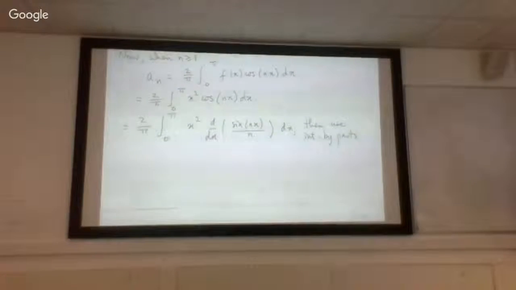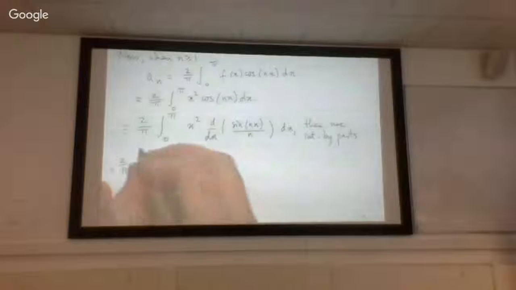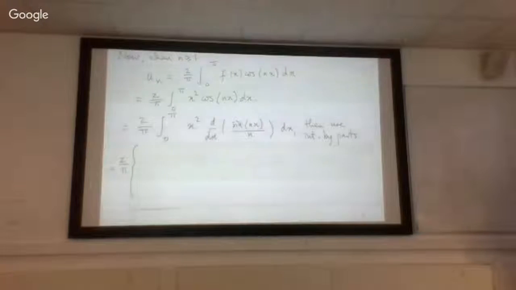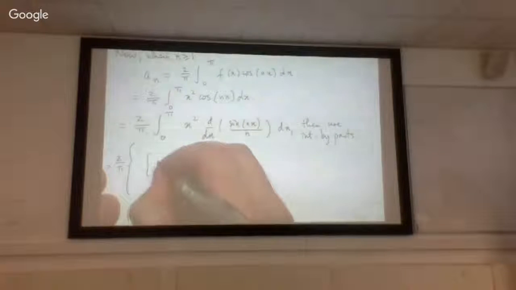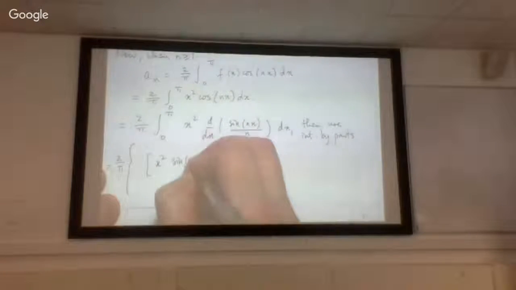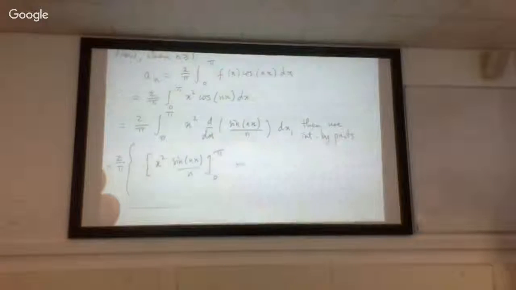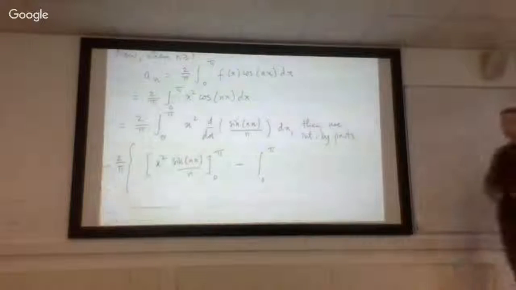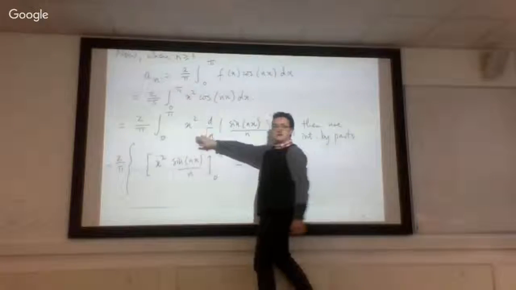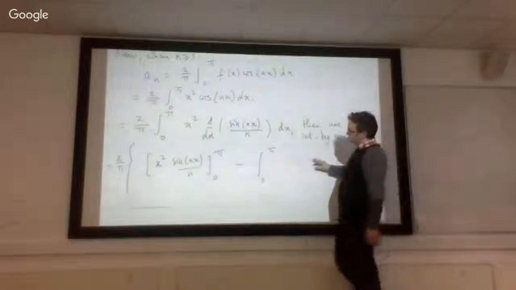So let's go ahead and do that. So we've got this factor 2 over pi here at the front. This shows a large pair of brackets because that 2 over pi has to multiply into everything. Then we'll have x squared times sine of nx over n, evaluated at 0 and pi. And then we'll be subtracting integral from 0 to pi. And now we'll be differentiating the x squared factor to become 2x. And we'll be keeping the sine nx over n there.